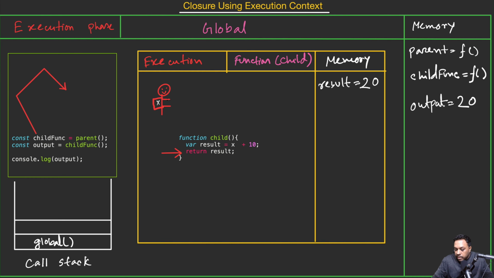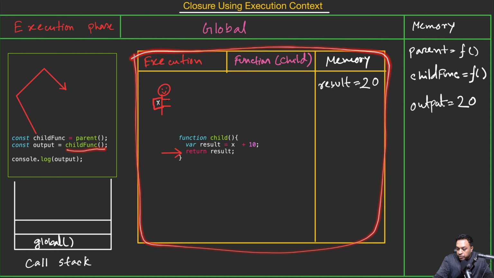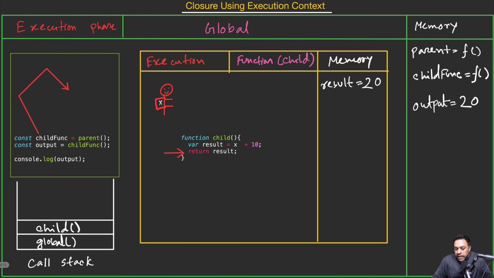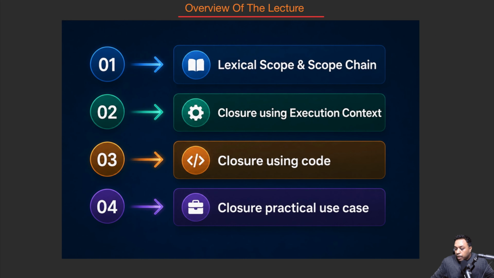And one more thing I missed here: when this child function is called and this execution context is created, of course this child function will be at the top of the call stack. Without being at the top of the call stack, no function can start its execution. So the child will be at the top of the call stack when this execution starts. Now we will see the closure using code, and we will see where it actually saves the closure.